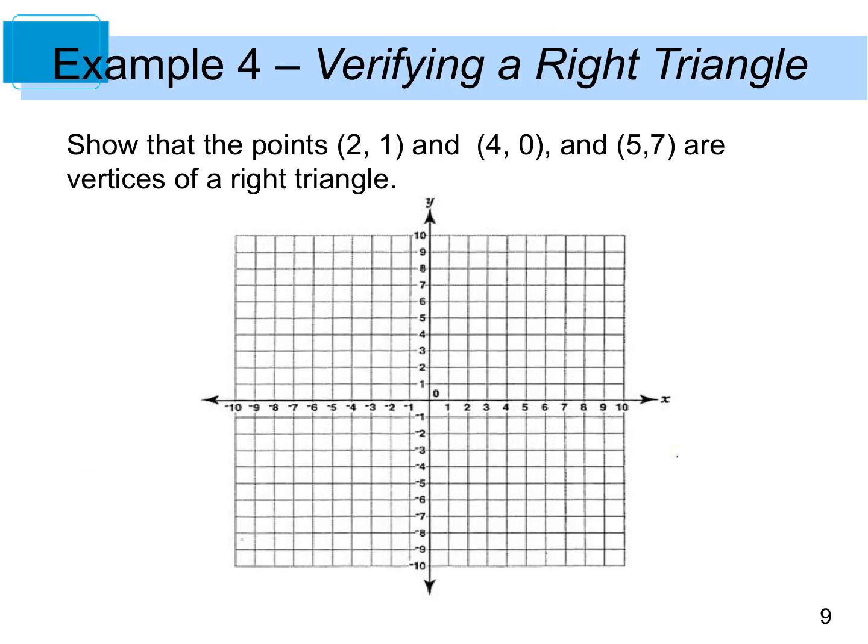So example 4 says, show that the points (2, 1), (4, 0), and (5, 7) are vertices of a right triangle. So let's plot the points first. I'm going to go to the right 2, up 1. Go to the right 4 and stay at 0. And then the right 5 and up 7. So here's our triangle.